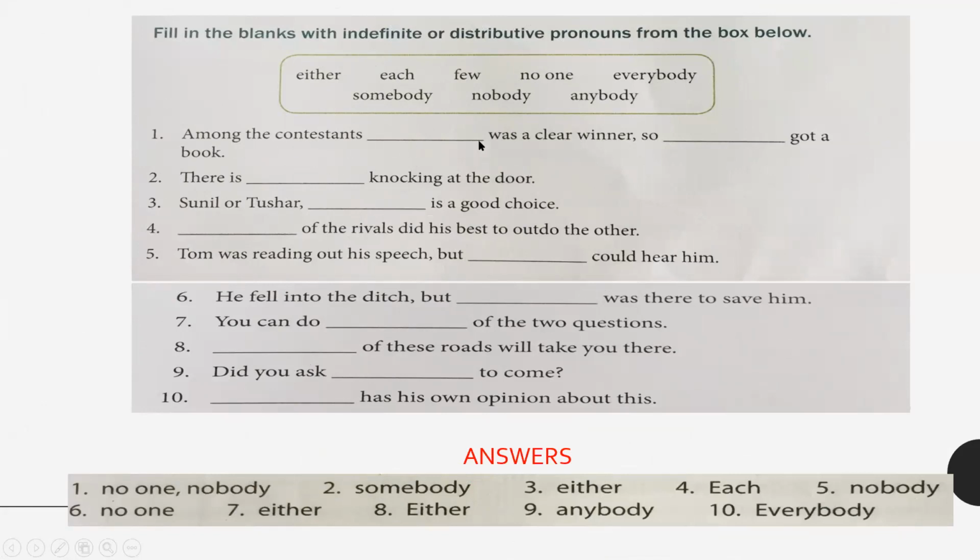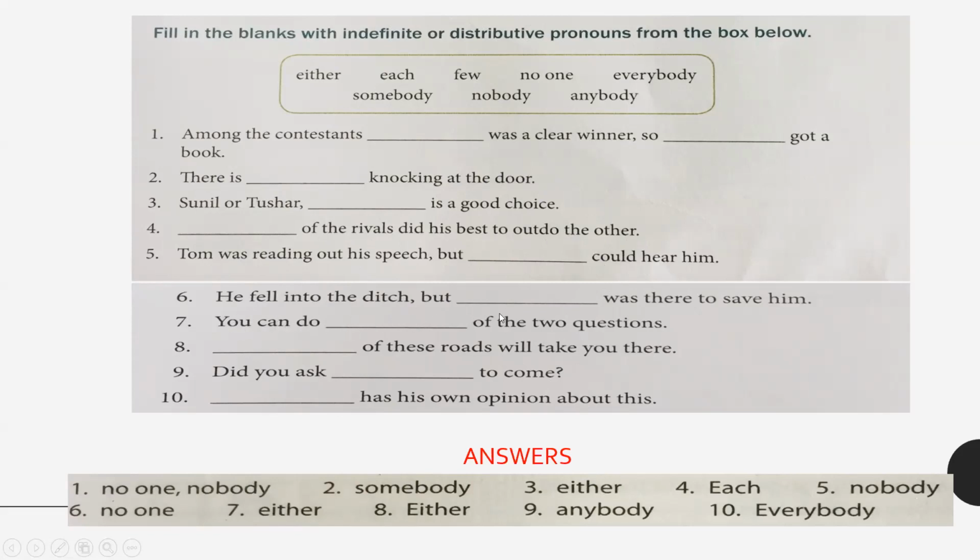Among the contestants, dash was a clear winner. Answer, no one. So dash got a book. Answer, nobody. Number 2, there is dash knocking at the door. Answer, somebody. Number 3, Sunil or Tushar, dash is a good choice. Either. Number 4, each of the rivals did his best to outdo the other. Number 5, Tom was reading out his speech, but nobody could hear them. Number 6, he fell into the ditch, but no one was there to save him.